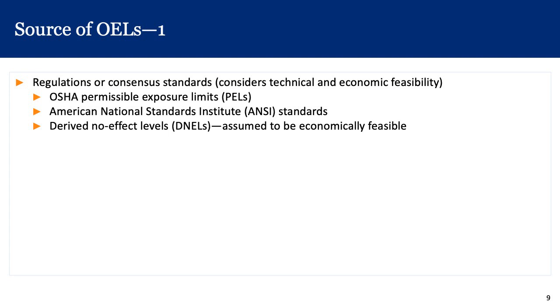So the OSHA, that is the Occupational Safety and Health Administration, is a federal agency. And this agency sets these exposure limits that are called PELs, or permissible exposure limits. These have a legal weight to them, and these do include considerations of technical and economic feasibility when they were set.